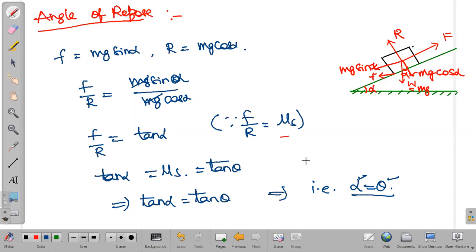Now, the coefficient of limiting friction is equal to the tangent of the angle of repose and the tangent of the angle of friction. If they ask us to prove that angle of repose and angle of friction are equal, we will have to write the expressions for angle of friction and angle of repose, then end up with this statement, and in the conclusion we will mention that the angle of repose and angle of friction are equal. So that is about the angle of friction and angle of repose concept.